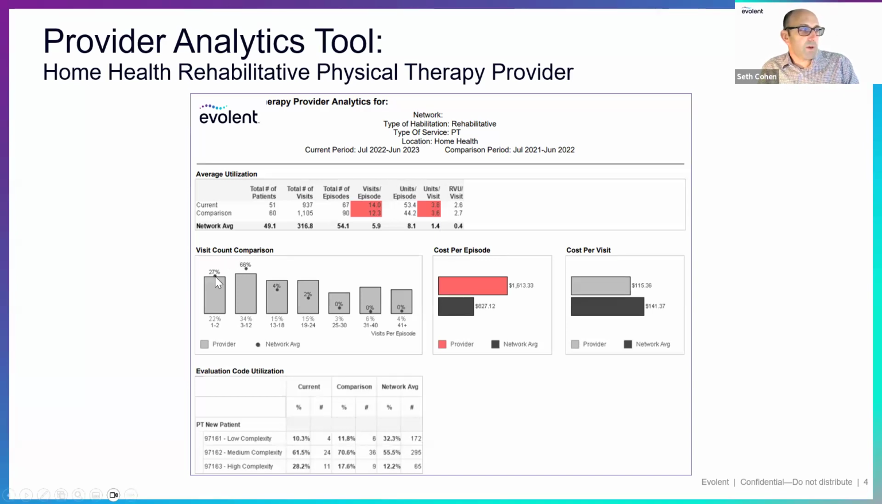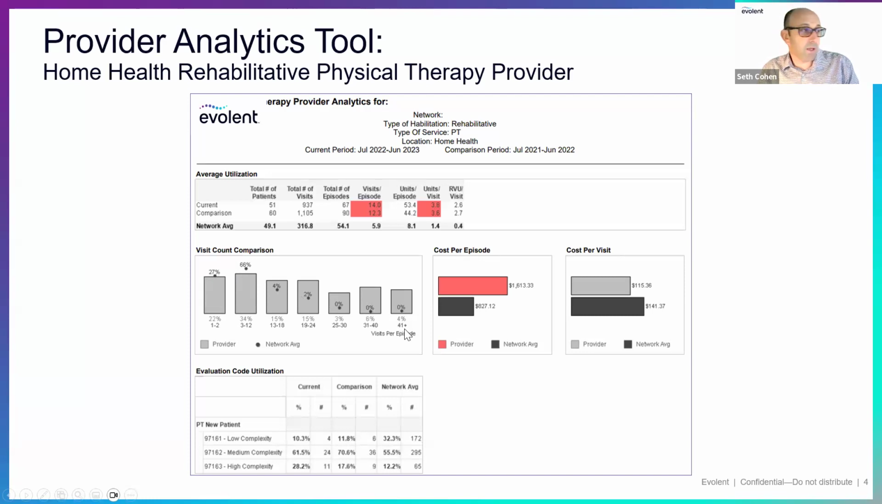As far as the visit count comparison, you'll see that the large gray bars, that is the provider's number there, and then the actual number is just below the gray bar. The network average is listed by that dot, and then the number listed above it. What we're looking for is generally providers will have a larger mountain here towards the beginning and then start to tail off as we get towards 41 or more visits per episode.